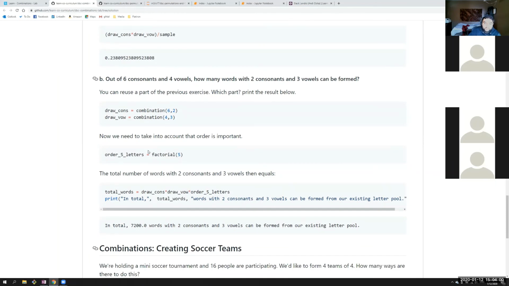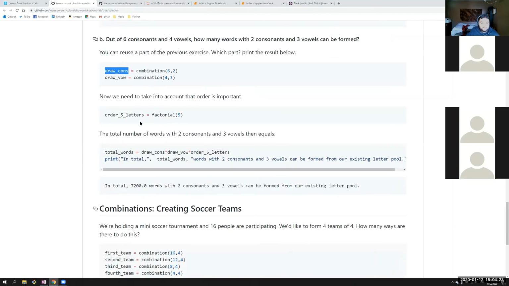Oh, okay. And now we need to take into account that order is important, right? So here we're just pulling together the consonants and the vowels. So we're picking 2 from 6 and 3 from 4. It's like Scrabble, you're just pulling them out of the bag. And then once you have those combinations, you can further see how many ways you can arrange 5 letters, and that's just factorial 5.